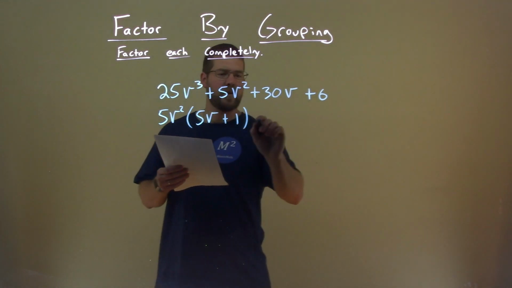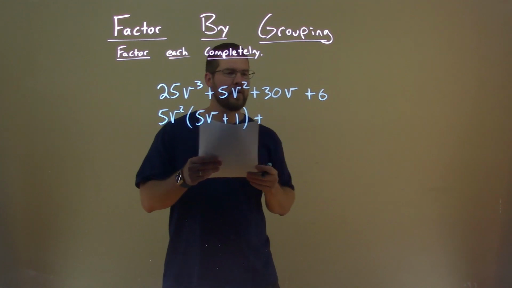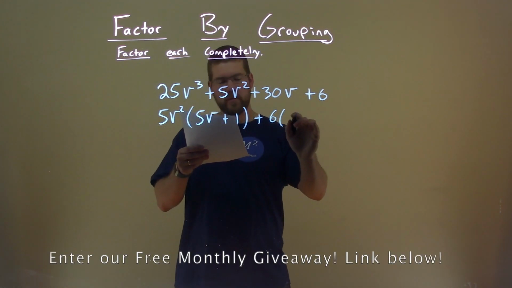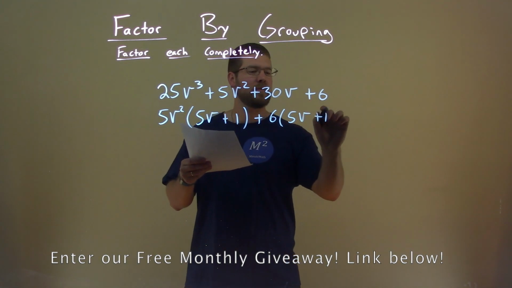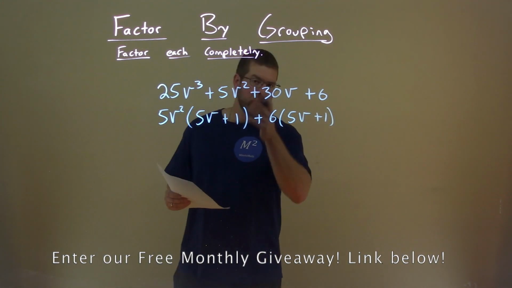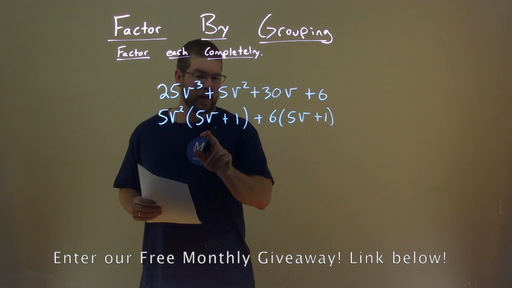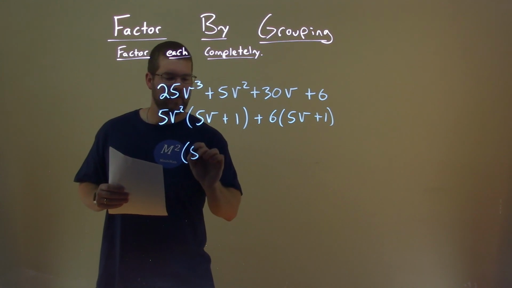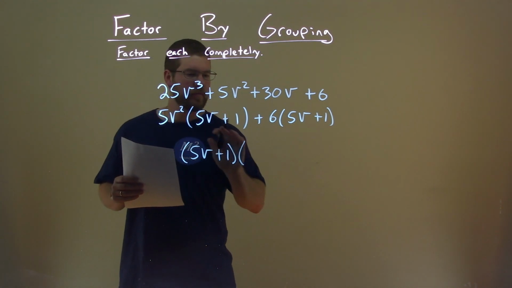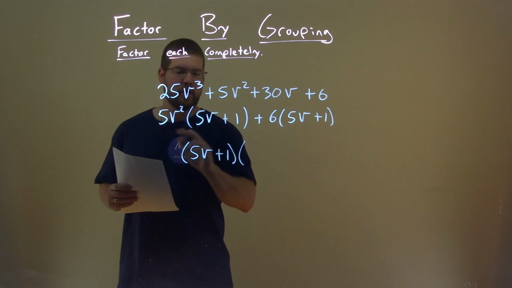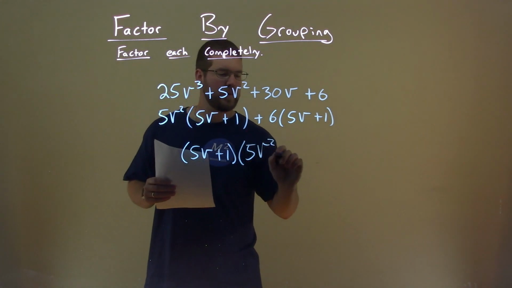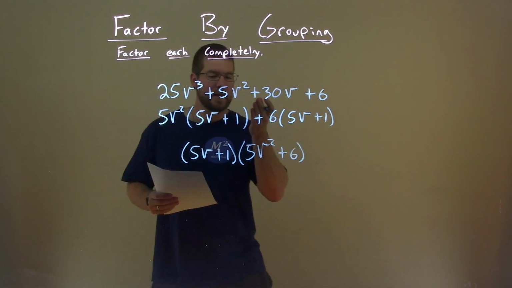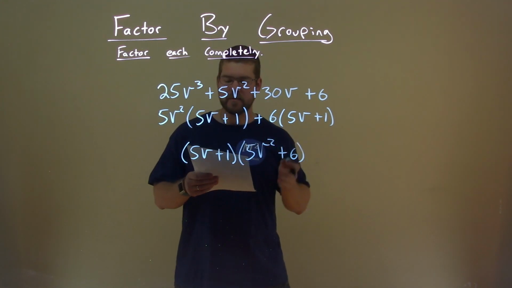Alright, second part right here. A 30v and a 6 both have 6 in them. Pull out a 6, and we're left with a 5v plus 1 here. Alright, that's the beauty now. We have 5v plus 1 and 5v plus 1 in both parts. If we pull that out, we have 5v plus 1 from both parts that are being multiplied. We're left with a 5v squared plus 6. And now we have our final answer: 5v plus 1 times 5v squared plus 6.